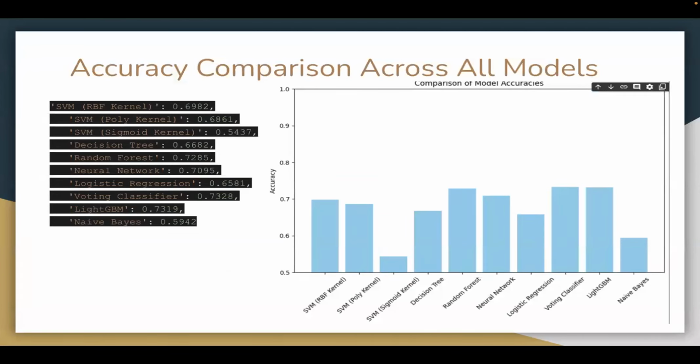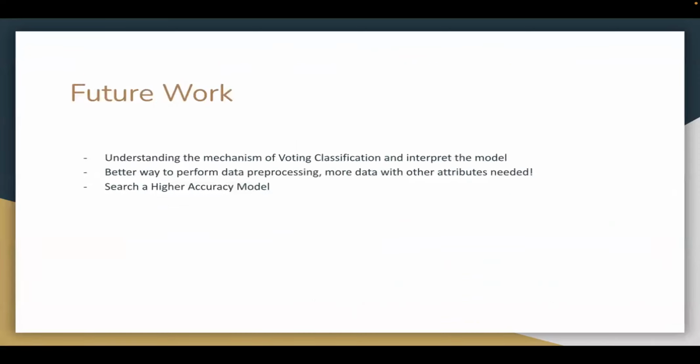And we then compare the accuracy across all models. We observe that the neural network, the voting classifier and the LightGBM have better accuracy. Unfortunately, they still don't reach more than 70%. So for the future work, we need to understand the mechanisms of voting classification and interpret the model. And we also need to perform the data processing and find better models with high accuracy, because our current test accuracy is not high enough.